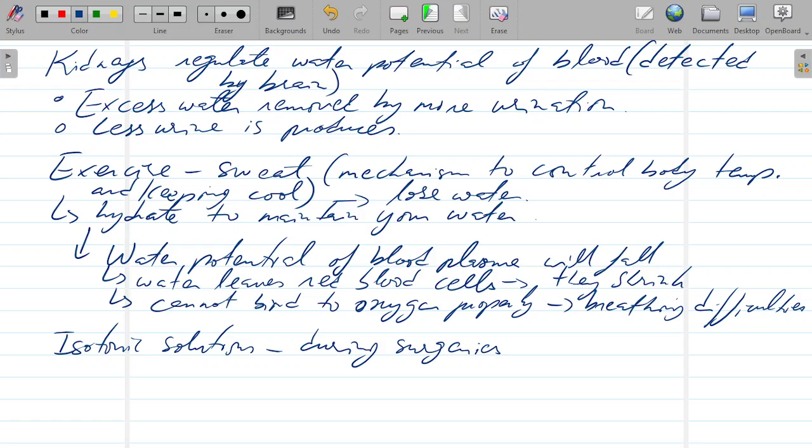Similarly, you have isotonic solutions in sports drinks or energy drinks, right? So they have the same water potential as your blood, and they also have salts and sugars to replenish what you've lost and what you've used. But you need to be careful to use it only if you've exercised. If you use it if you haven't exercised, then you're just going to gain weight because it has salts and sugars.